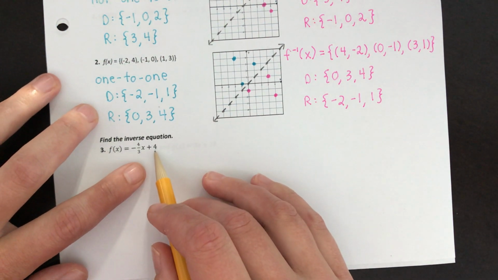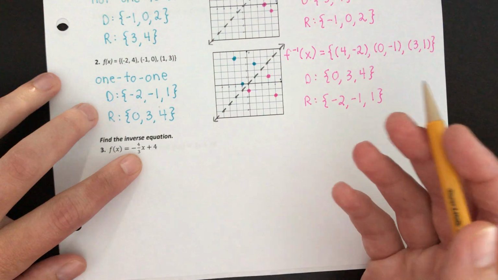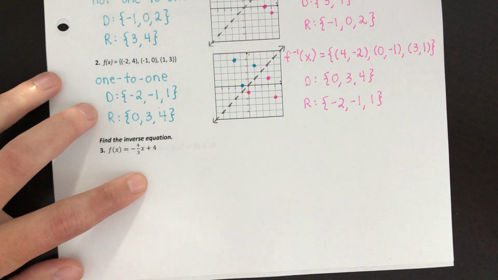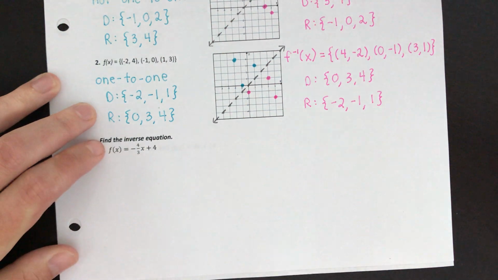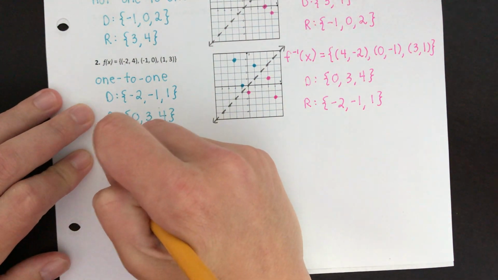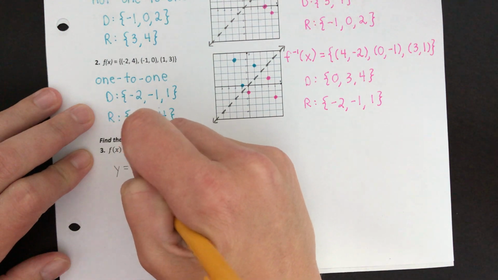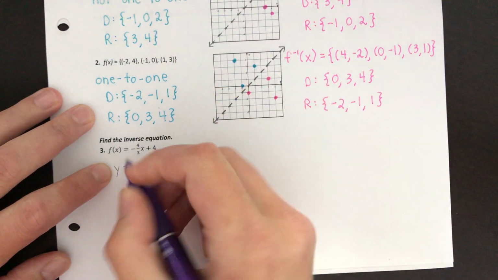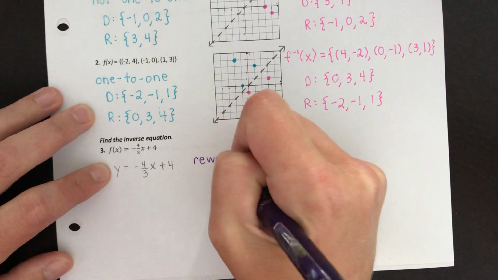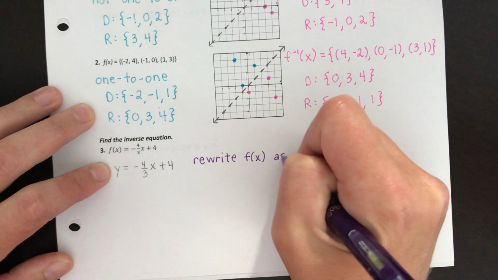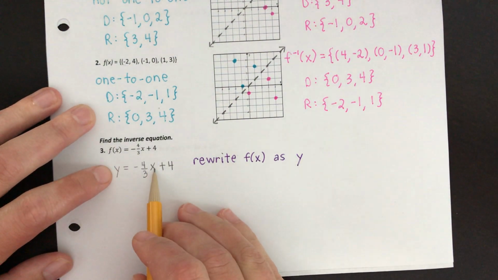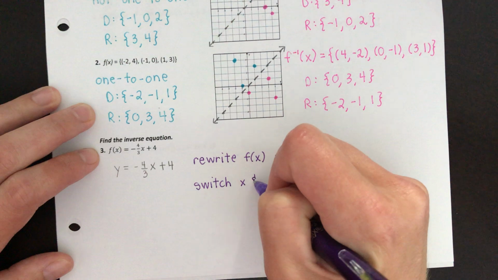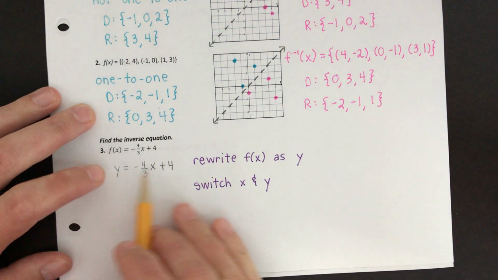But here, when I'm not provided a graph, then I must assume that I'm being asked to find the inverse equation algebraically. So how do we do that? That's a great question. It's actually not so bad. Your first step is to rewrite f of x as y. So we've got this function, and remember that x needs to stay in the numerator. That's our first step, rewrite f of x as y. And you'll see why in a minute, because we want to switch x and y. So that's our next step, is to switch x and y. Once I rewrite f of x as y, then I switch x and y.